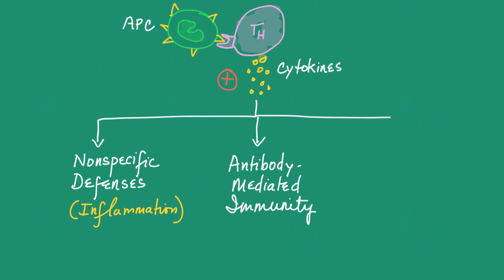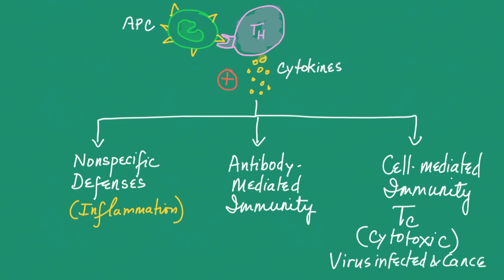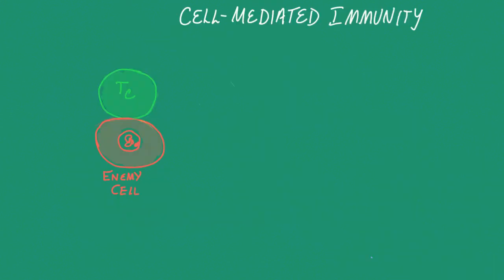The helper T cell also enhances cell-mediated immunity. Here we come across another kind of T cell called the TC cell or the cytotoxic T cell. The cytotoxic T cell, like the natural killer cells, kill virus-infected cells and cancer cells. However, these are highly specific and they need the input from the helper T cell in order to proceed. And remember that the helper T cell is the boss. Now let's take a closer look at cell-mediated immunity.